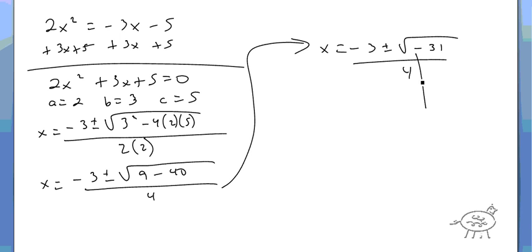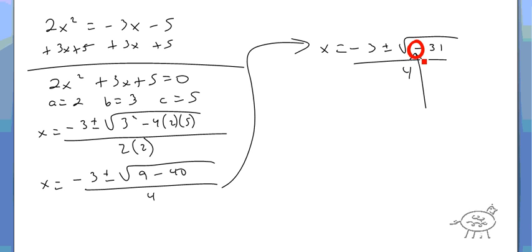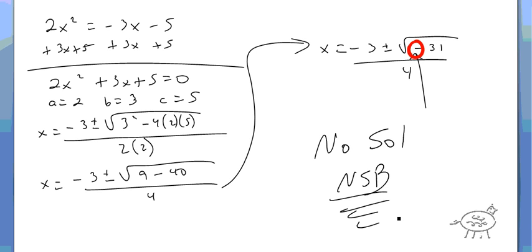Uh-oh! Boo! Gotta highlight this baby. There we go. There's a negative under the radical. That's bad. Okay, what does that mean? That means no solution. No solution, baby. Okay? Remember that. If you ever have a negative underneath the radical, it's automatically no solution.